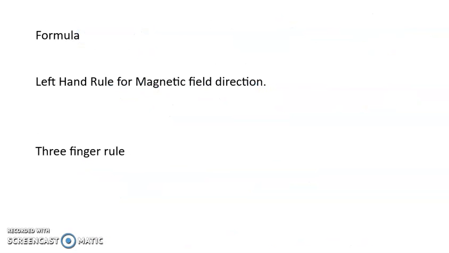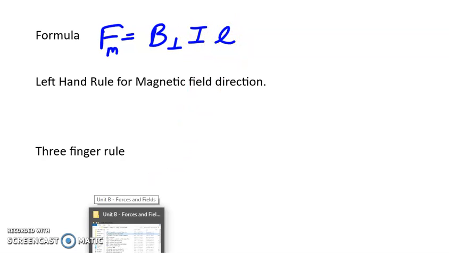Taking a look, the formula that we're pretty much using with all of these is F is equal to BIL, or force is equal to BIL. Now, there's a little subscript here, M, which talks about it being a magnetic force, and this upside down T just says that the magnetic field is perpendicular to the current in that length of wire. We're not going to be dealing with them where they're coming at an angle or whatnot.